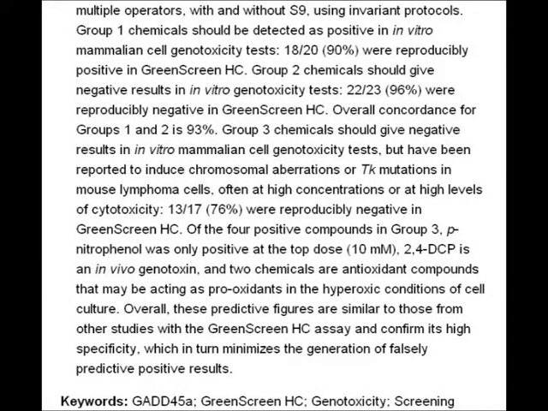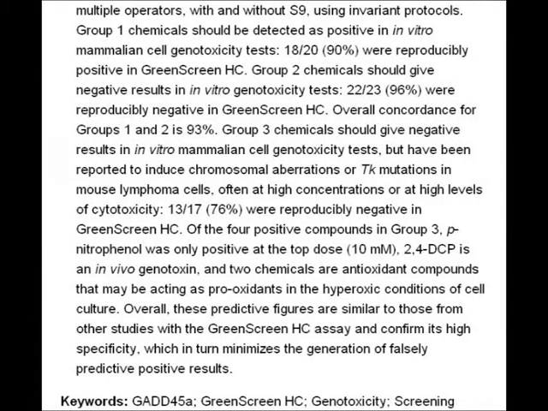Group 1 chemicals should have been detected as positive in an in vitro test. That means they should be detected as positive and they would cause genotoxicity in humans. And in the GreenScreen HC test, 18 out of 20, that was 90%, were in fact identified as being genotoxic.